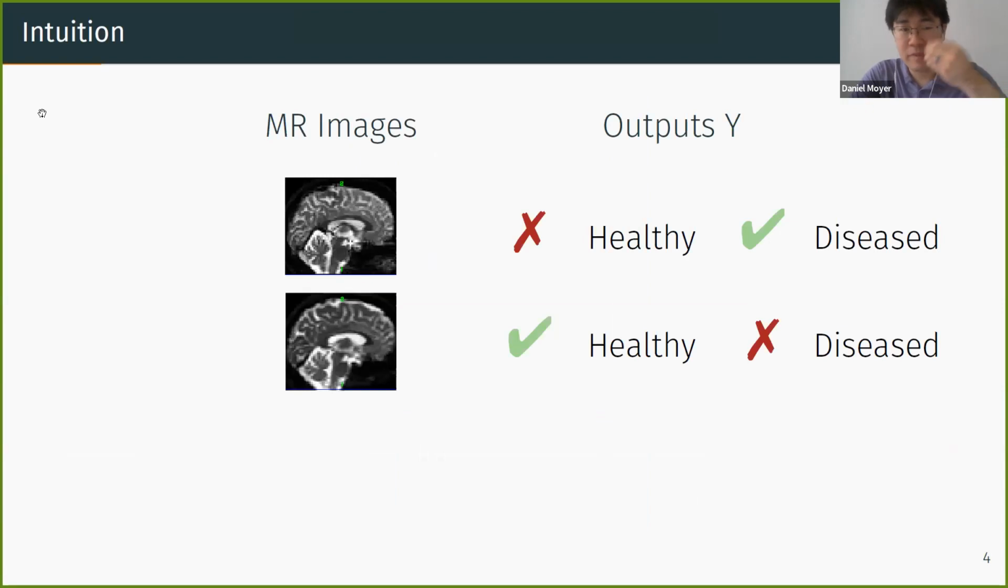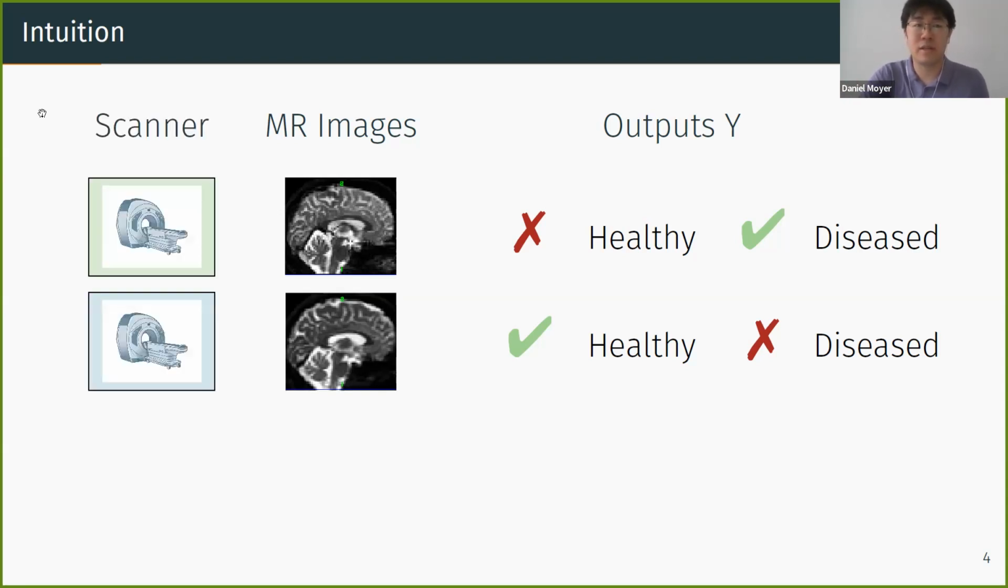So in machine learning, we often have these prediction problems where we take in data, here MR images, and we want to output some phenotypic variable. So this would be healthy or diseased, some pathology, or we want to output endophenotypes, or what have you, right? Some label. But maybe less often discussed is the collection process.